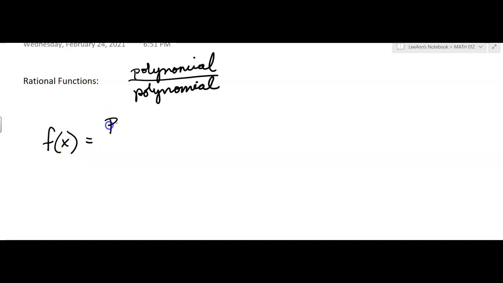It's basically a polynomial divided by another polynomial. Okay, now in the notation, they say f of x is equal to p of x divided by q of x. And that's where p of x and q of x are polynomials, and q of x cannot equal 0, so we should state that someplace. Q of x cannot equal 0. Okay. They write this out.